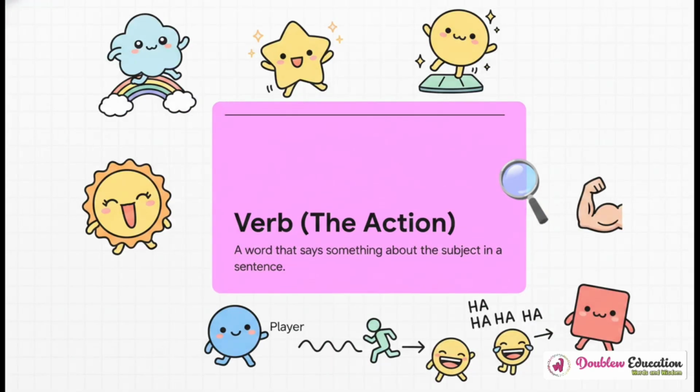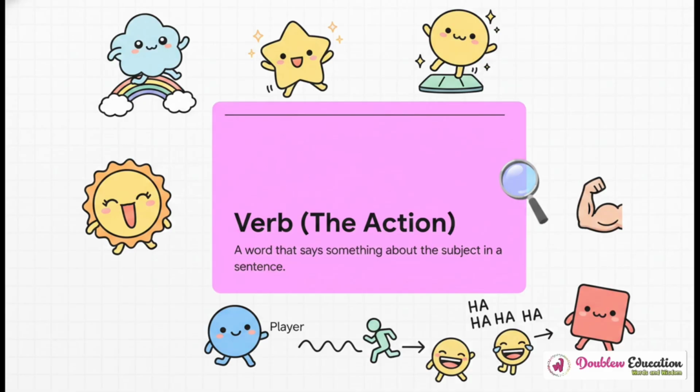And what does every player do? They do some kind of action. The action word tells us exactly what our player is up to. Are they running, jumping, eating? This action word is called the verb. So, we've got a player and an action.